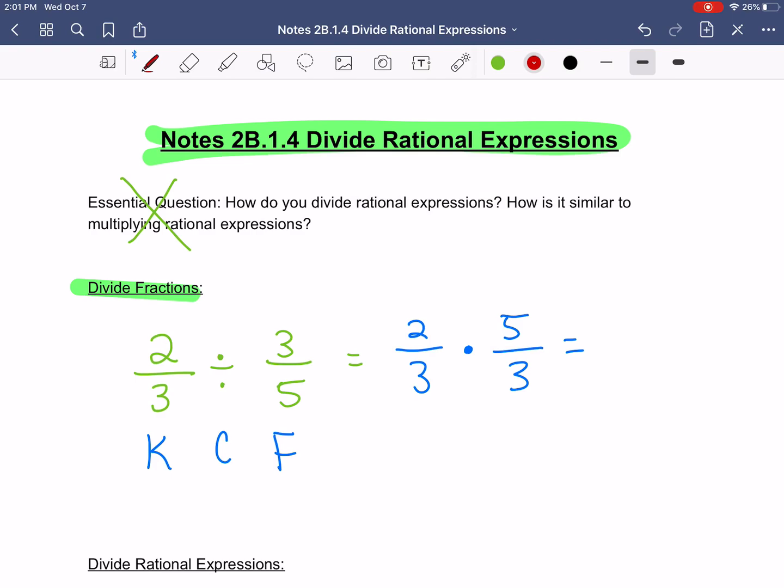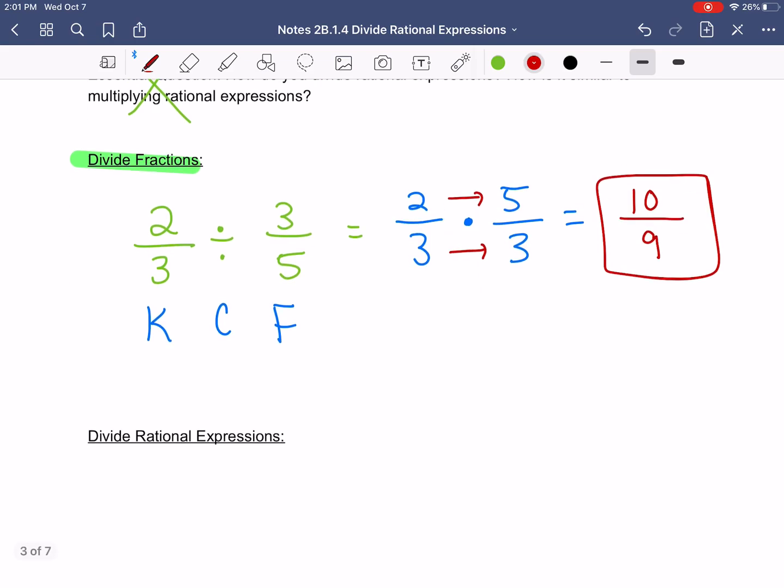So if we're multiplying, we would try to see if anything can cancel on the top and the bottom, and then we just multiply whatever is left over. So we would get 10/9, and that would just be our final answer. So the way that you divide fractions is you multiply by the reciprocal of the divisor, which means you flip the second fraction, change it to multiplication.